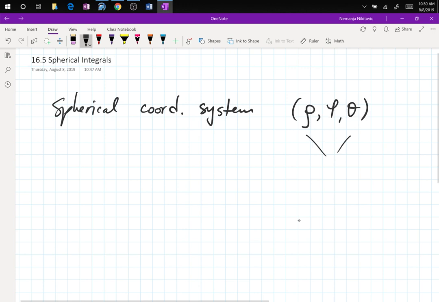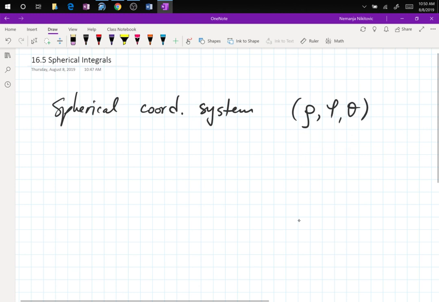Now this rho and theta is r theta. Rho is, for whatever reason, I don't know why they switched the letter, but rho is equivalent to your r from before, theta is still theta, and now you have this new angle phi.